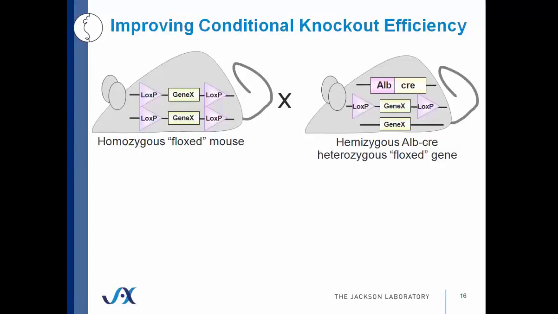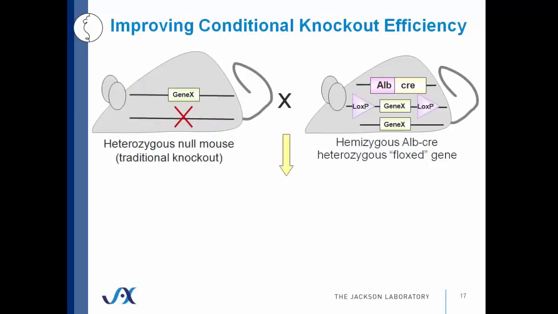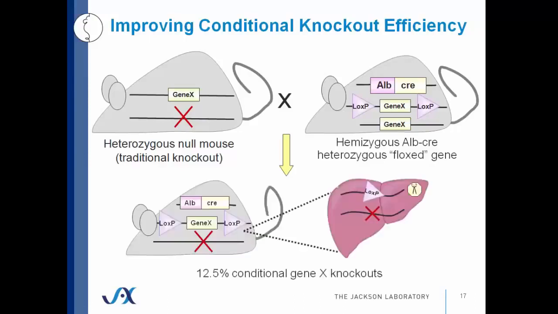And so one way to improve that efficiency is to breed this first generation mouse to, say, a heterozygous null, like a complete knockout in all tissues, and substitute that instead. And from that, you can generate mice where you have one LOXP flanked allele and one complete knockout allele, as well as having the Cre. And then the Cre recombinase only has to knock out the one floxed allele in the liver, thereby giving you a liver-specific knockout. And from this cross, you would expect about 12.5% of the mice to have the genotype of interest.